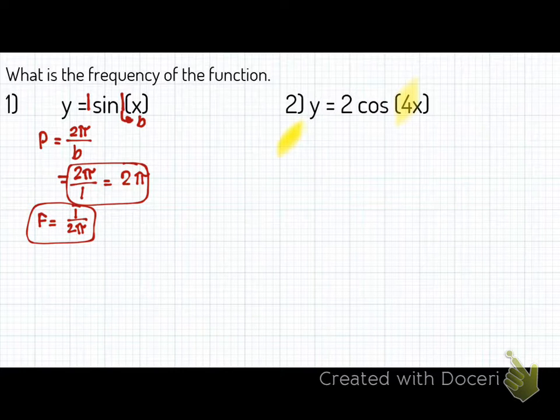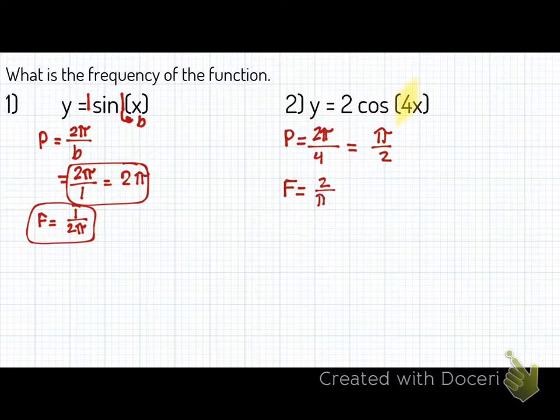So now we have to figure out the period here. So we're going to start with the period formula. So we got 2 pi over our B, which in this case is 4. And I could simplify this. This could be a period, or we could say that this is pi over 2. Okay? So our period is pi over 2. But that's not the final answer. We're going to take now our frequency, and all you do with the frequency is you just take the reciprocal of the period, which is 2 over pi.